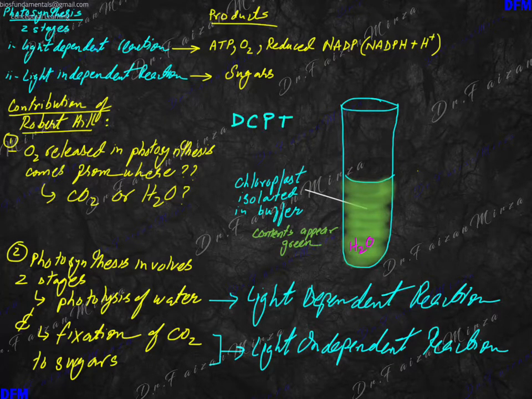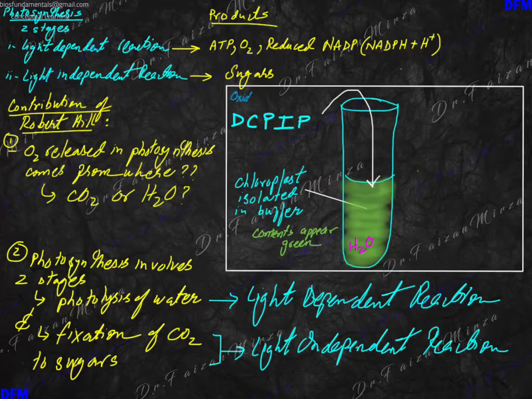And then he would later just remove this aluminum foil to irradiate it with light. We can ignore the aluminum foil for now. So the contents of the test tube appeared green. He added a compound called DCPIP. DCPIP is an oxidizing agent and it's blue in color. So he added DCPIP into this test tube. The contents of the test tube turned blue. Why did they turn blue? Because DCPIP itself is blue in color.